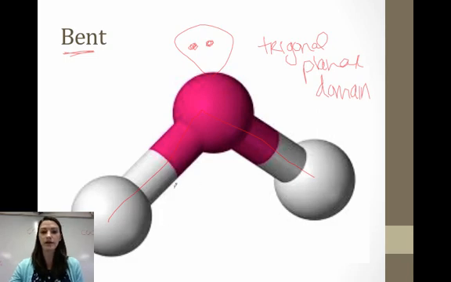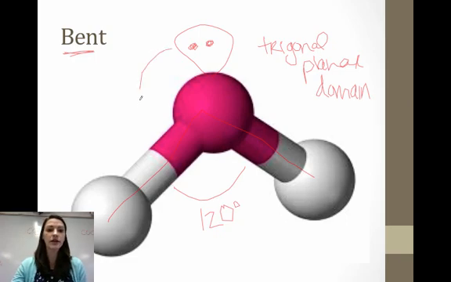Okay, so we're going to call this, again, a 120 degree bond angle. And same thing, from this pair of electrons to this atom is still 120 degrees. So that's bent.